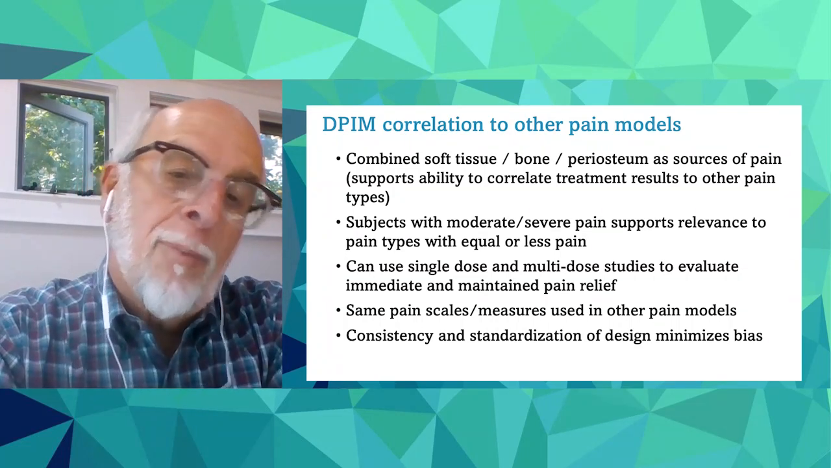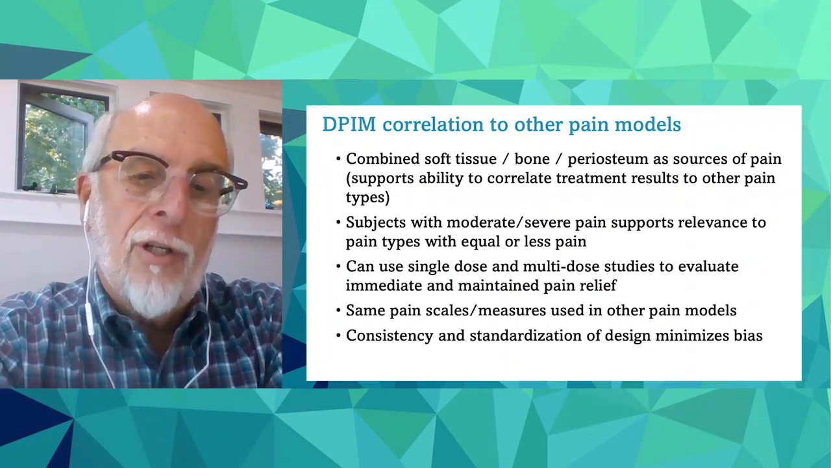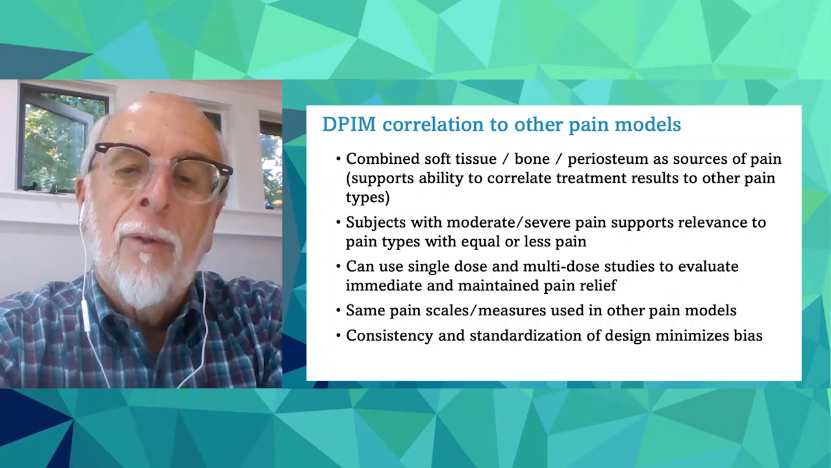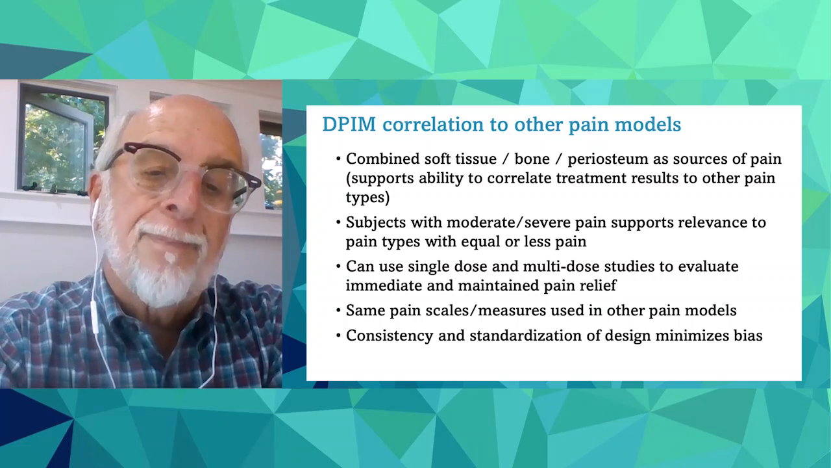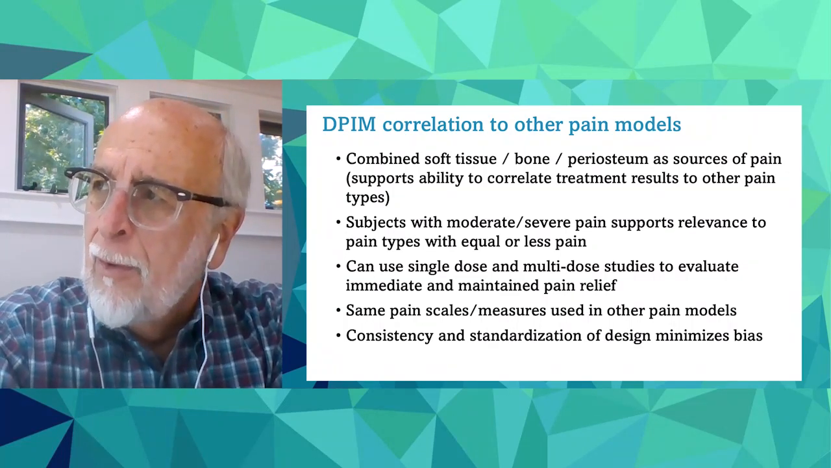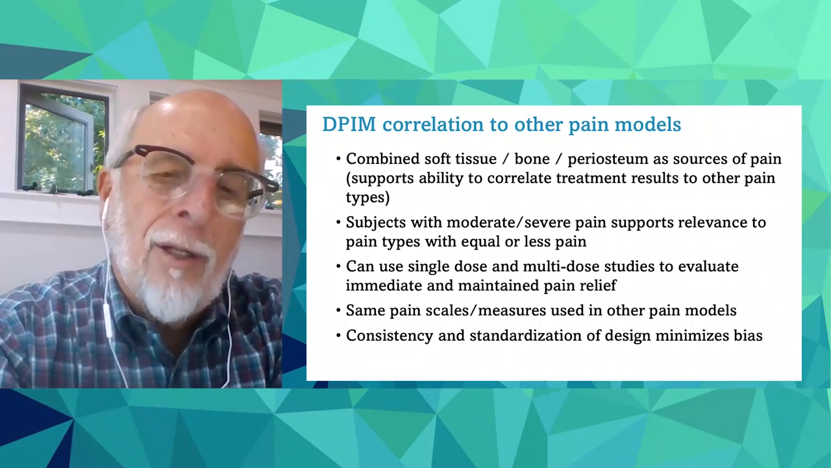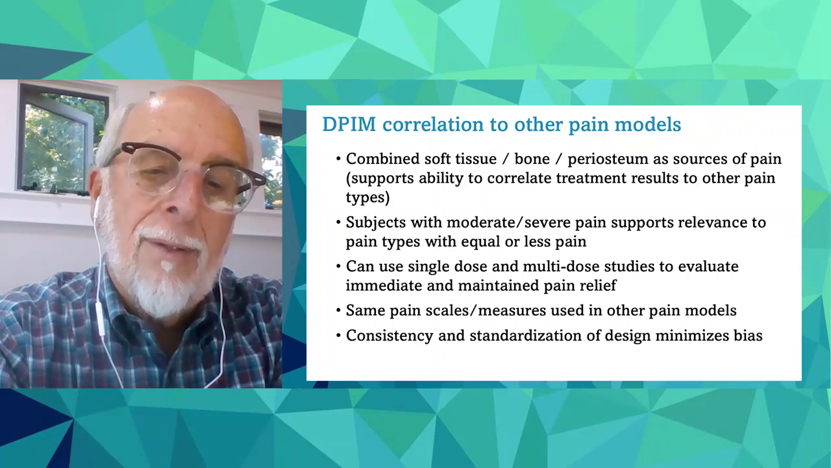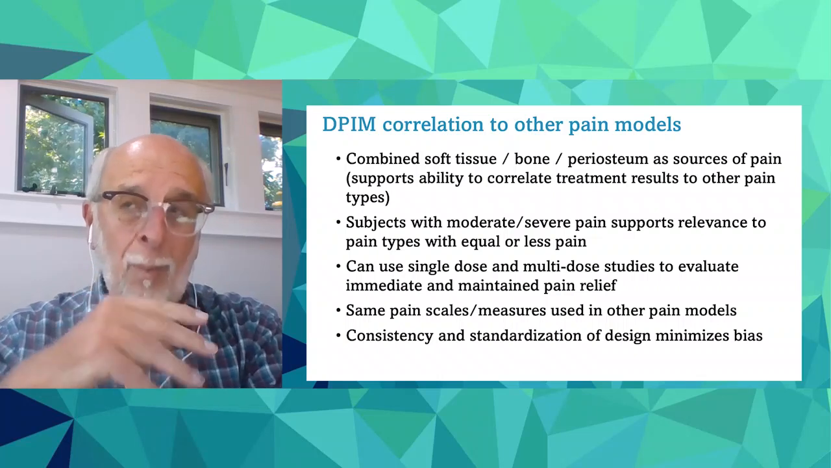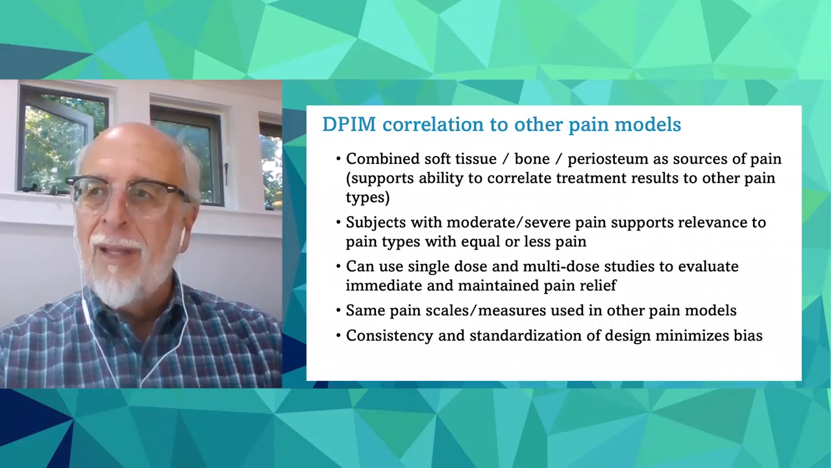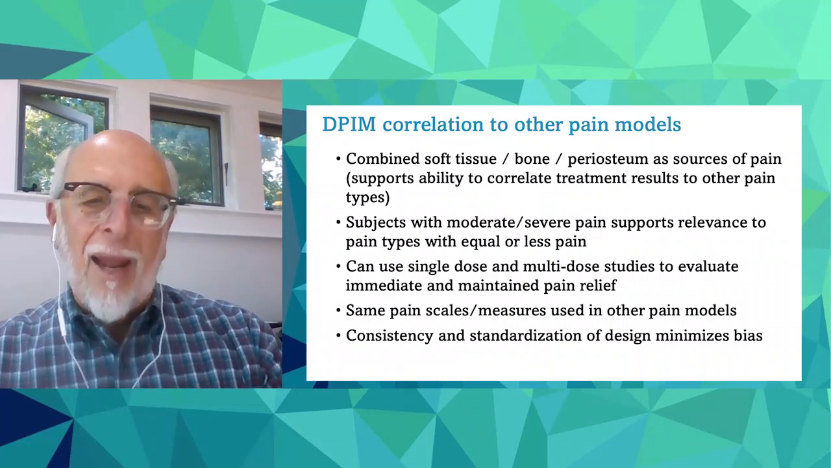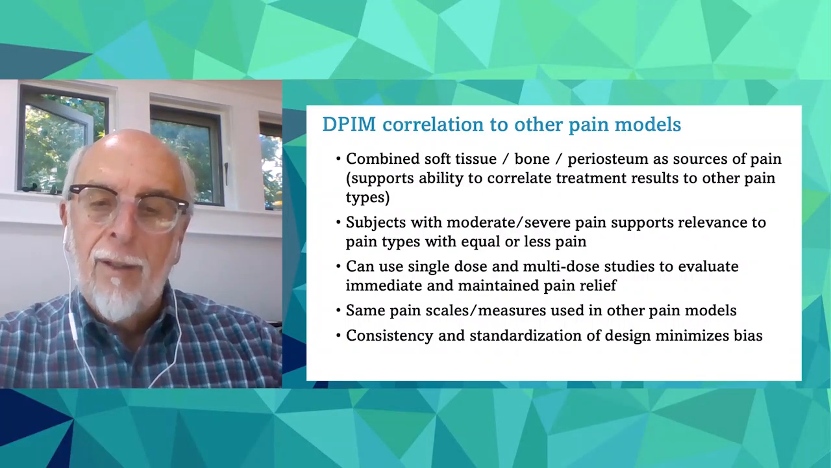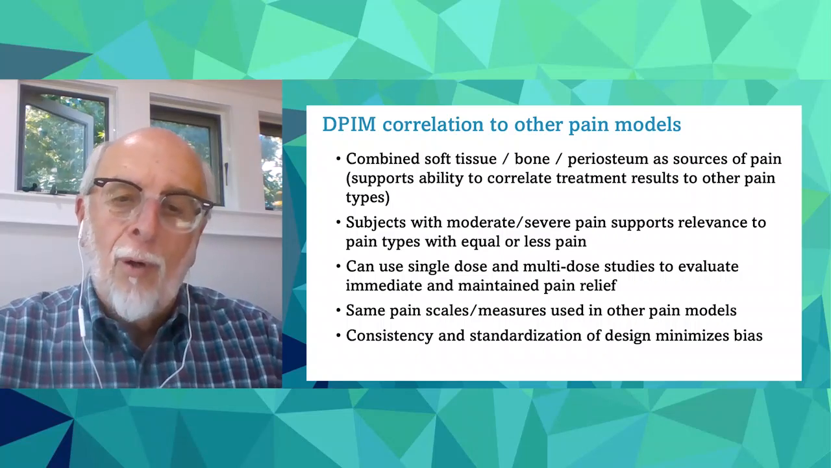Well, I'd say there's a couple of factors that would answer that question. We know the dental impaction model looks at soft tissue, bone, and periosteum as the sources of pain. And so if a patient has sprained ligaments, it's likely to work as well. These are subjects in moderate to severe pain, so it suggests that if they're effective in this model, they'll be effective in that level of pain, moderate to severe, or less. If patients have less severe pain, they may be able to go to a lower dose.